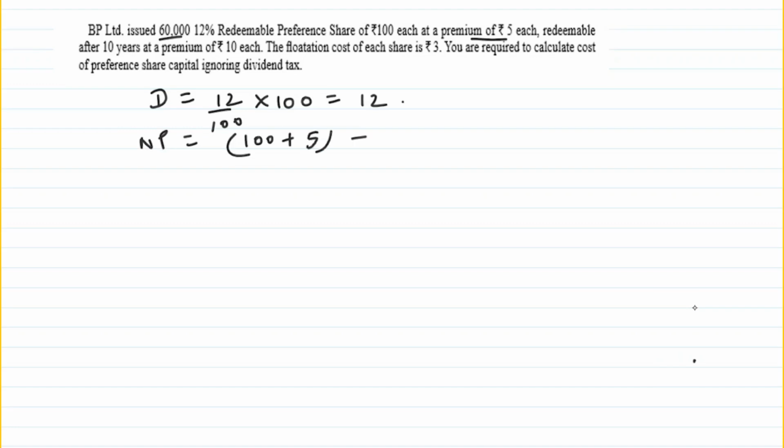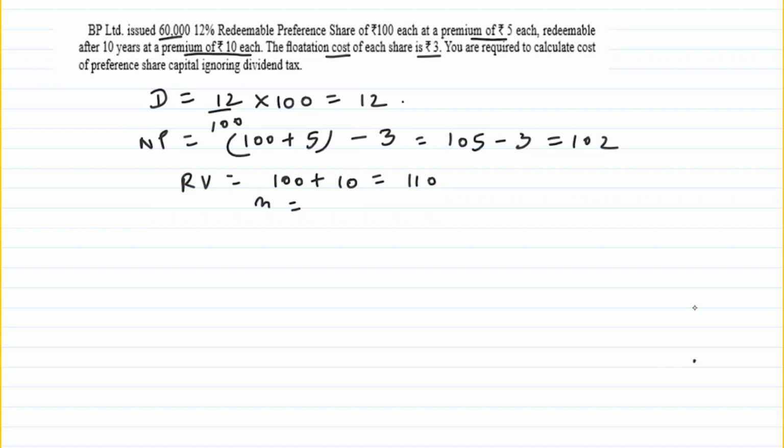We also know that whenever we calculate the net proceeds, if there is any flotation cost, we are supposed to subtract that from the net proceeds value. So this is minus 3, hence this is 105 minus the flotation cost. So the value of our net proceeds will be 102. And let's look at redeemable value. This is redeemable after 10 years at a premium of rupees 10 each, so this is 100 plus premium of rupees 10. So the value of the same will be 110, and N is given as 10 years. So we have all the required values.